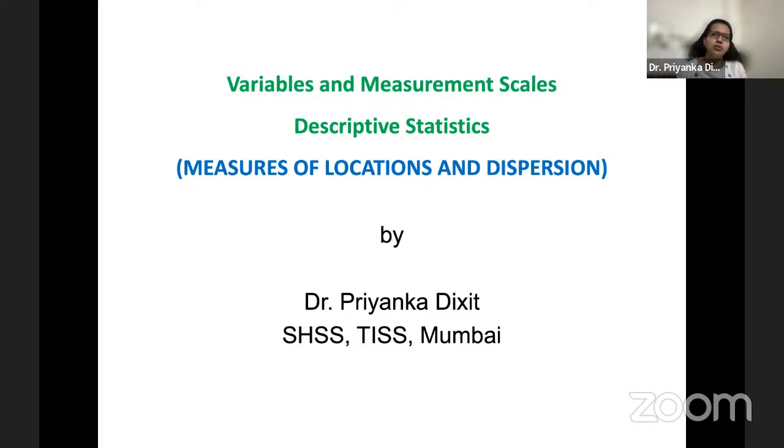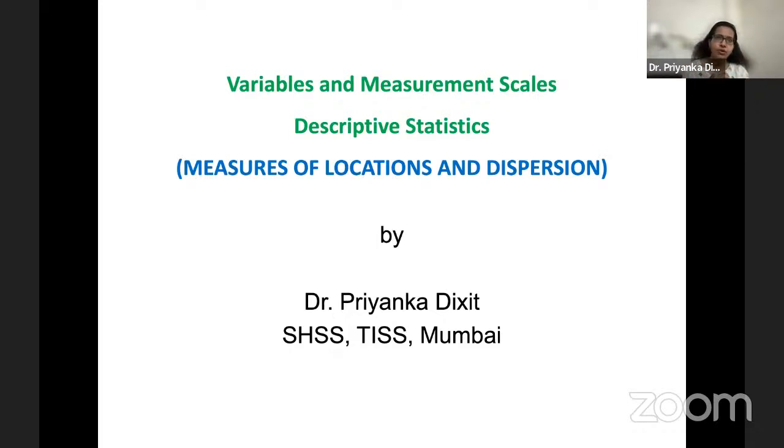Let's say my research question is to find out what proportion of the population in Mumbai are obese, meaning those who have the obesity problem. Fine. This is my research question.